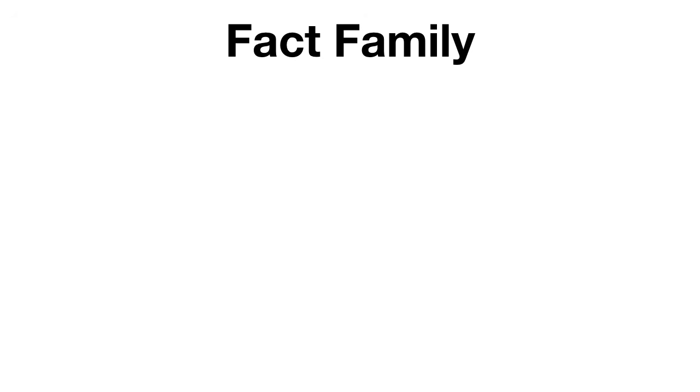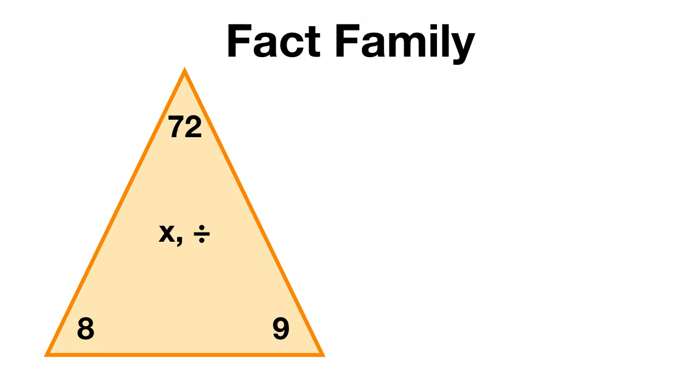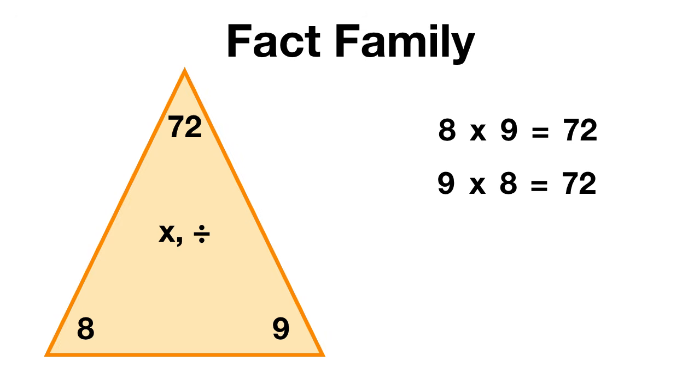Now it's time for you to practice on your own. Select the 4 equations that match the fact family with 8, 9, and 72. Well, first you'll have that 8 times 9 gives you 72. You'll also have that 9 times 8 gives you 72. You can do the opposite with division. 72 divided by 8 gives you 9, and 72 divided by 9 gives you 8.